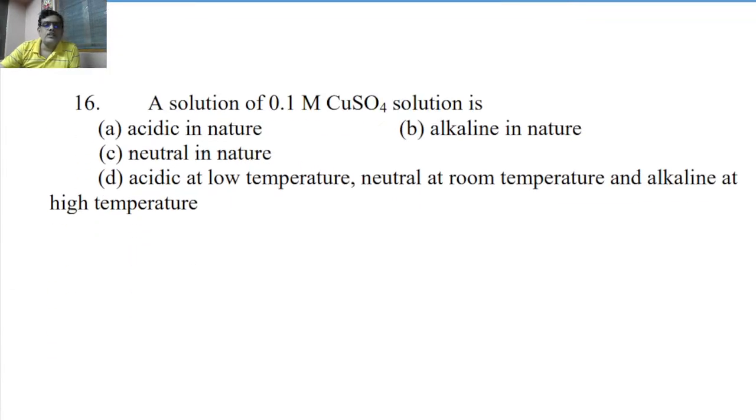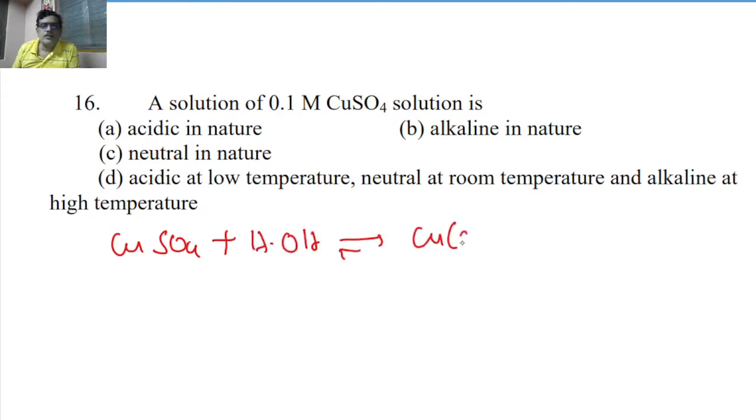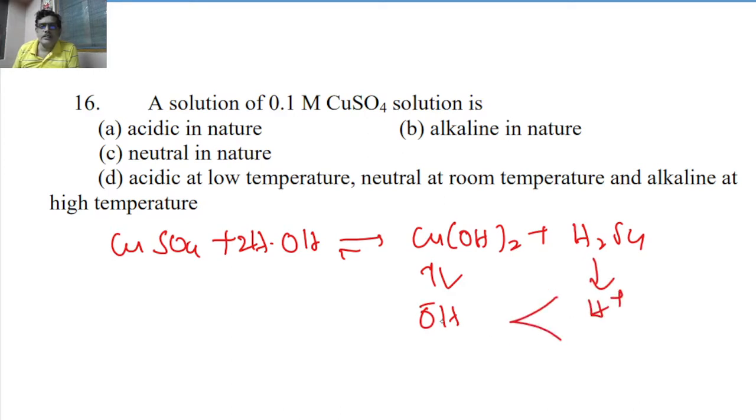A solution of 0.1 molar copper sulfate. See, copper sulfate undergoes hydrolysis of the salt. So it is going to produce cupric hydroxide and sulfuric acid, plus of course 2 moles of water. The cupric hydroxide will be weakly dissociating, whereas sulfuric acid will be undergoing complete dissociation. Concentration of H plus will be more than concentration of OH minus. Therefore it will be acidic in nature.